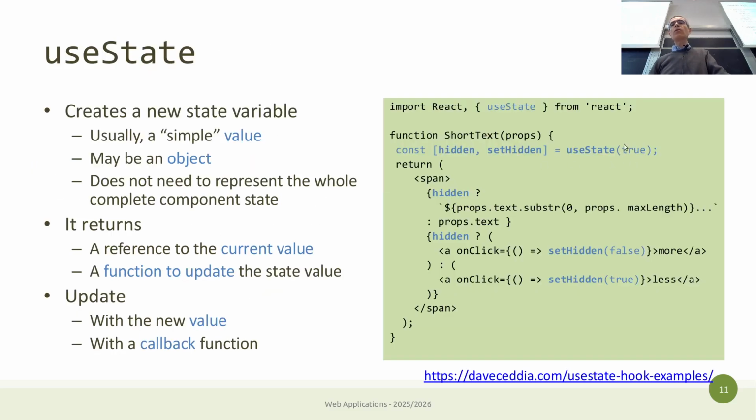But anyway, intuitively, you need to have an initial value of the state, and then you need to get the current value of the state. And also, as I told you, React wants to be notified when you want to change the state. You cannot change the state directly, so it also returns a function that you can call when you want to modify the state.